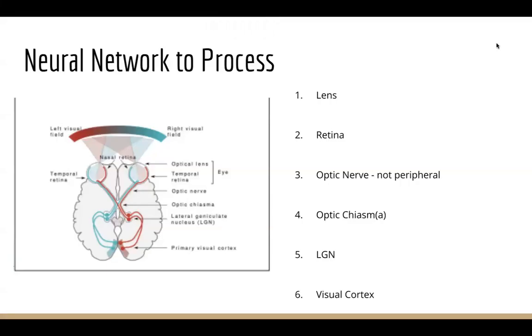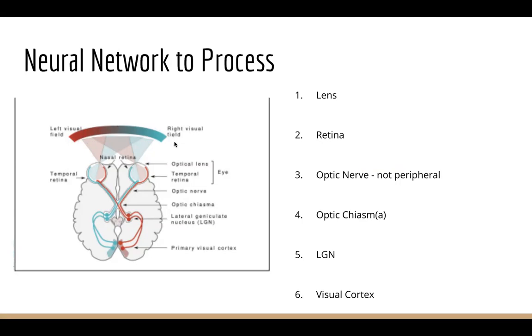Hi everyone. In this video, we're going to go over how visual processing occurs in the brain. Okay, so the first thing we're going to go over is the general orientation of the visual field, right? Your visual field is basically the space that you're seeing around you, right?